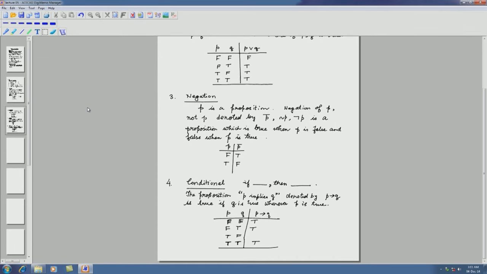Whereas, if P is true and Q is false, that means that P implies Q is not true, because P implies Q forces Q to be true when P is true. Therefore, we will write false over here. And of course, when P is true and Q is true, P implies Q is true.